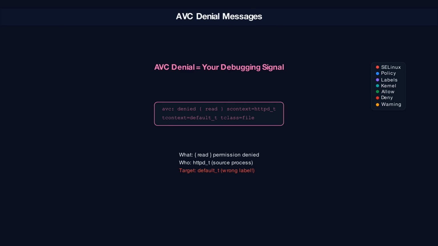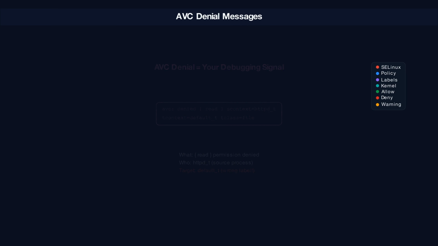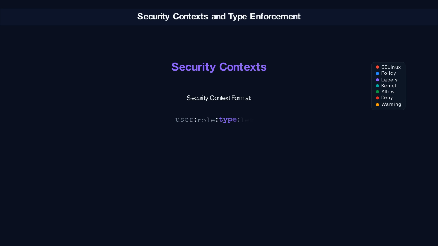Every object in an SELinux system carries a security label called a context. A context has 4 fields: user, role, type, and level.